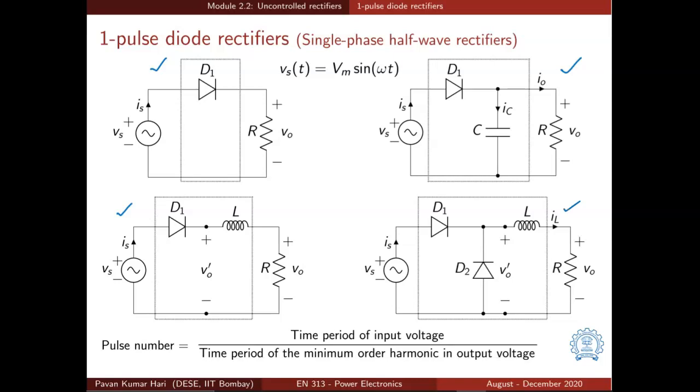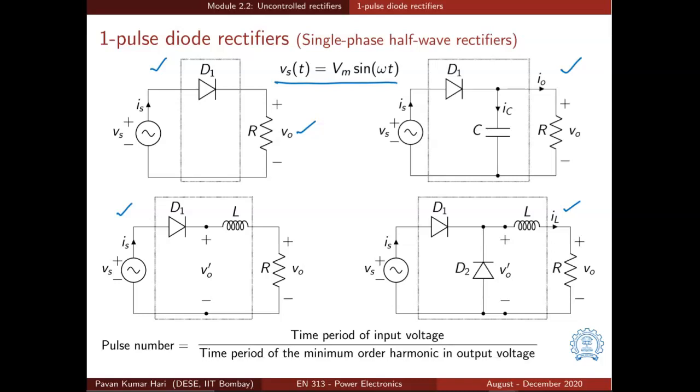In all these four circuits, the input voltage Vs of t is a sinusoidally varying voltage, and the output voltage Vo is a DC voltage. And what do we mean by DC here? By the notion of DC that we introduced, Vo is a time varying voltage with finite average value. It is not a constant voltage.